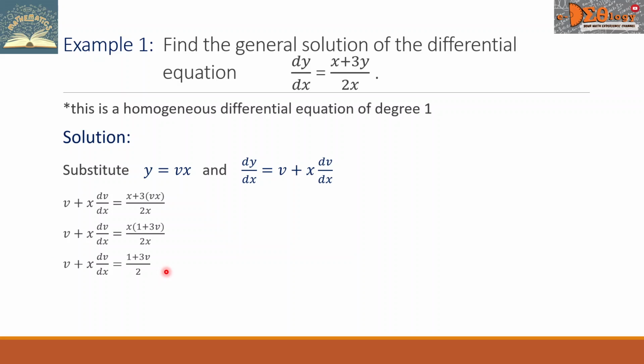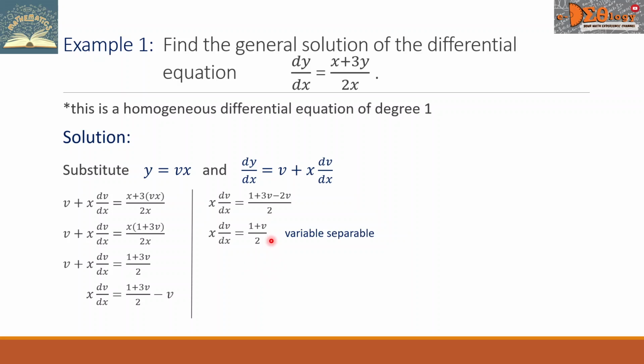The next step here is this v variable we will transpose to the right. So it becomes negative. Then we combine this fraction by this negative v. So it will be combined into 1 plus 3v minus 2v all over 2. Then we combine this 3v minus 2v. The right side now is simplified into 1 plus v all over 2.